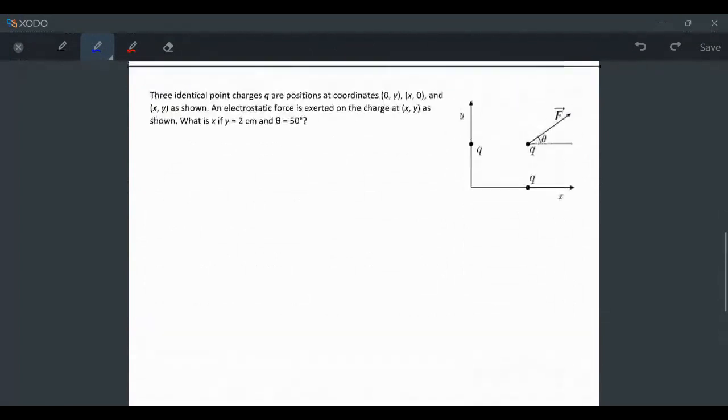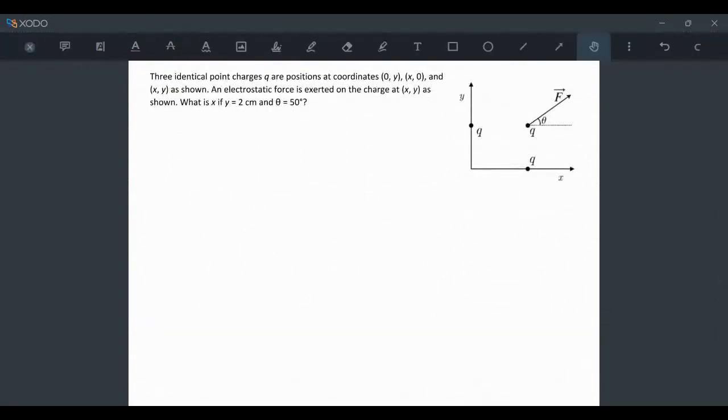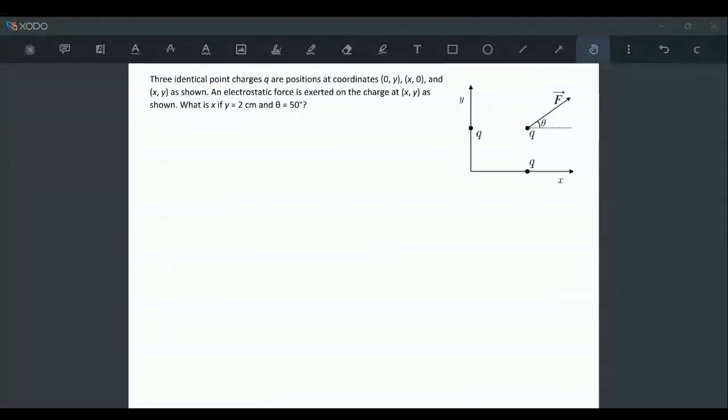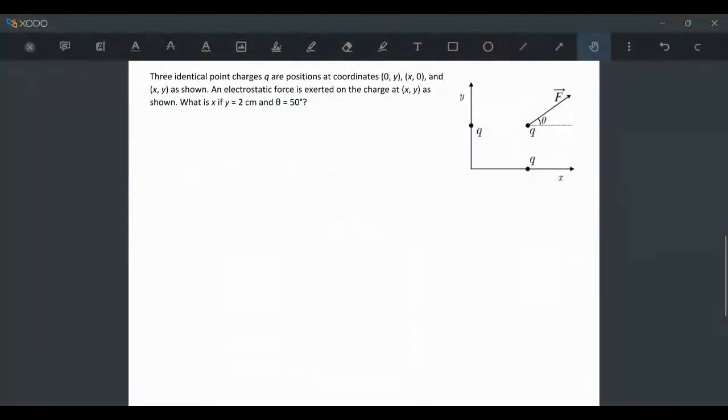Okay, so we have 2 more and we're getting on in time. These are a little bit more simple. Hopefully they're less drawn out, but they still follow all the same principles. This is another one on the electrostatic forces. So I have identical point charges. There's 3 of them.